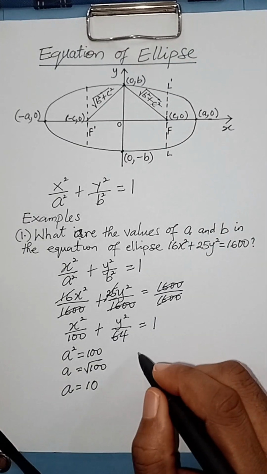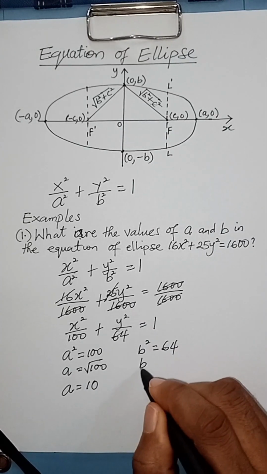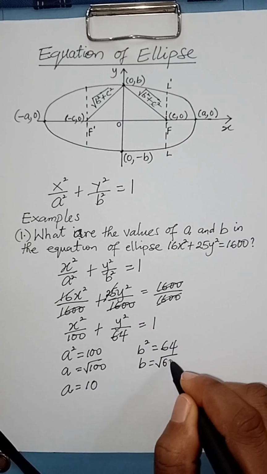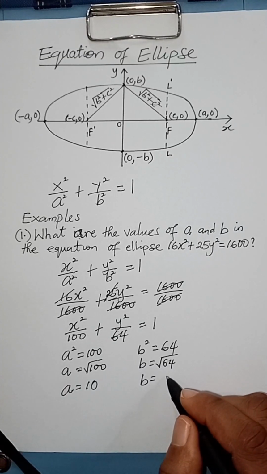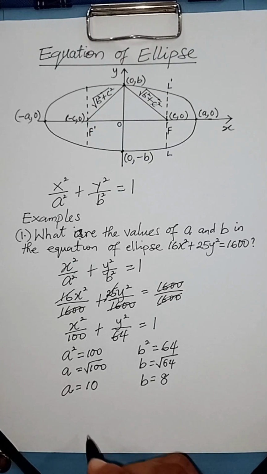That's the same thing you do for b. B squared will be equal to 64. And to get a value for b, you look for the square root of 64. And if you do that, you get 8. Again, as usual, you're going to take just the positive values. So these are the values of a and b. A is 10 and b is 8.